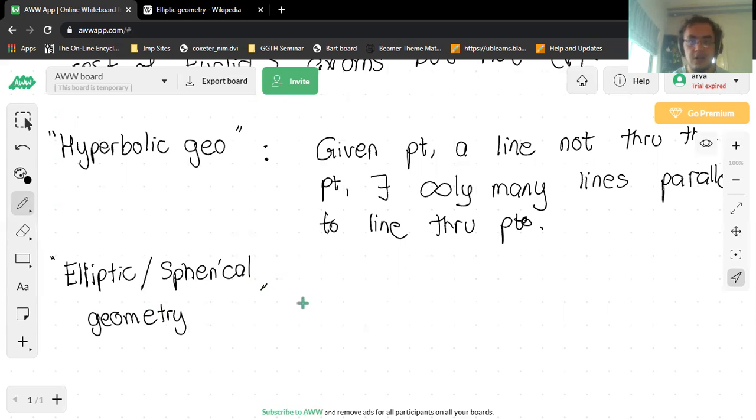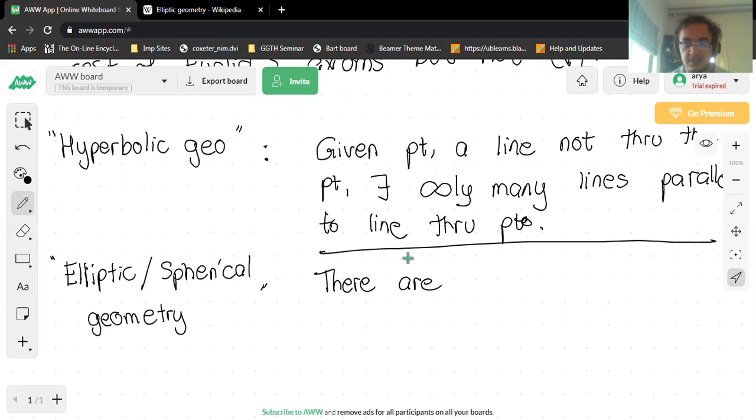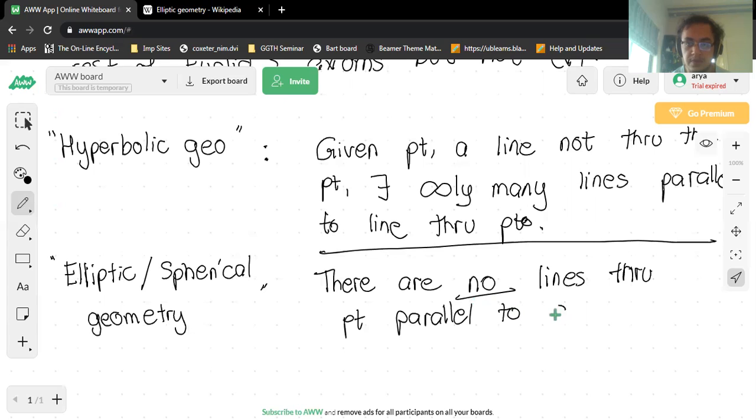And for this geometry, you would have that given a point and a line, there are, so these are two different things, there are no lines through the point parallel to the given line.